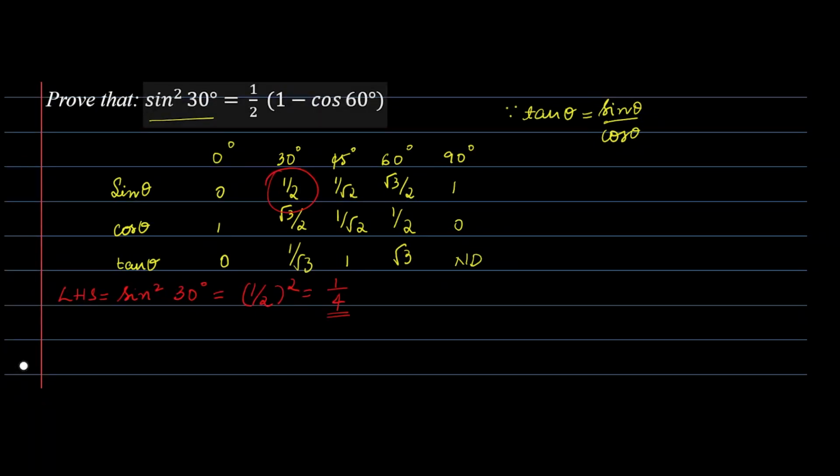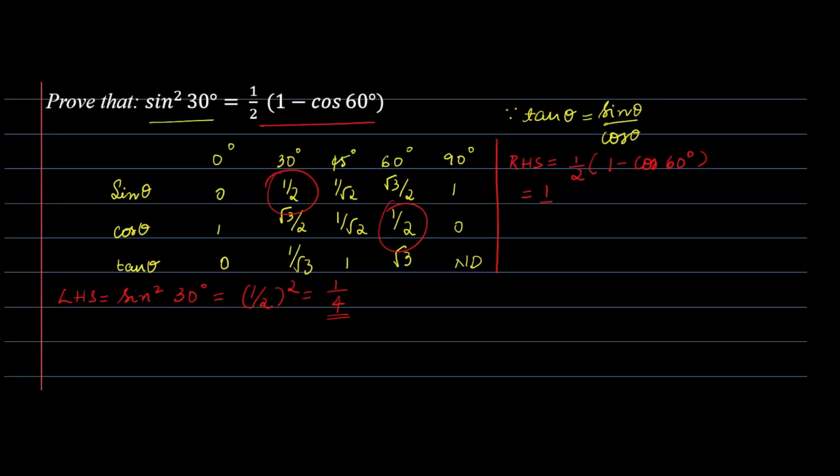Next, let us concentrate on our RHS. RHS is equal to half of 1 minus cos 60 degrees. The value of cos 60 degrees is half. Half of 1 minus 1 by 2, which is equal to half into half, which is equal to 1 by 4, which is our value of LHS. So now we have proved that LHS is equal to RHS.